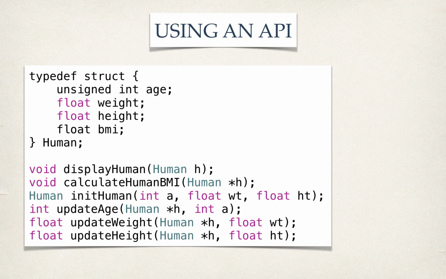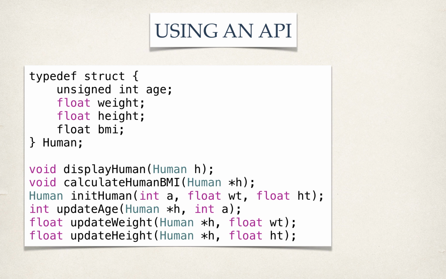All right, so let's look at the struct-based API. API stands for Application Programming Interface. APIs, really, each of these is one of those. So this is an interface to this. So display human, pass a human in, displays it. Calculate BMI, pass in the address of an instance of human, it'll update the BMI field. Init human, passing the age, weight and height, and you get back an instance of human. So that's good. That means that if we always use the init thing, we'll never forget to initialize.